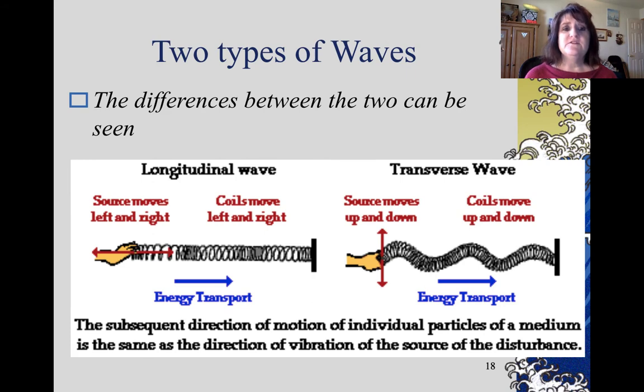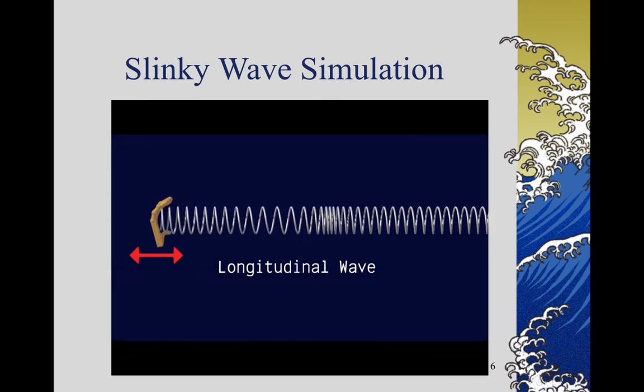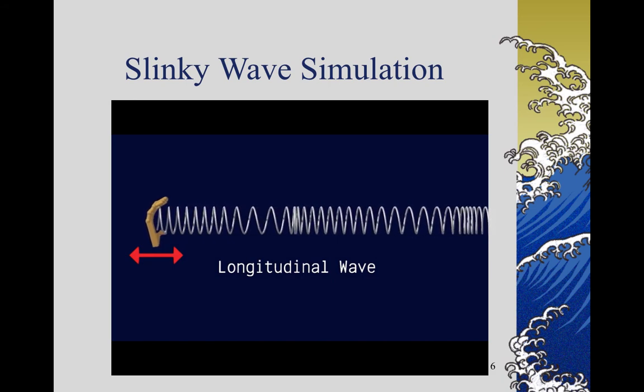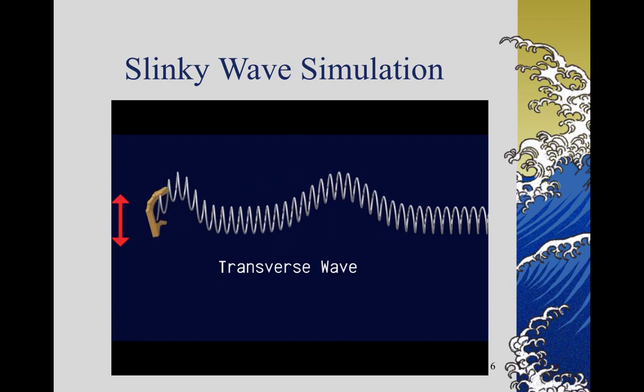So the difference between the two types of waves can be seen. Longitudinal waves travel parallel and transport energy through compressions and rarefactions. Transverse waves travel perpendicular, and the energy is transferred through crests and troughs. In a longitudinal wave, the disturbance that makes up the wave is along the direction in which the wave travels. Longitudinal waves are also referred to as compression waves. In a transverse wave, the disturbance that makes up the wave is perpendicular to the direction in which the wave travels.